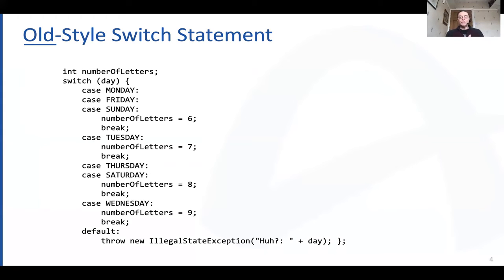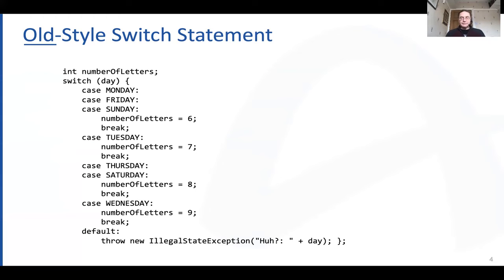It's a sort of like multiple if-then-else type of thing. And obviously that works very well, but we have a lot of code here. So we look at this, it's very verbose. We've got case Monday, case Friday, case Sunday. Then we have to assign number of letters equals 6. And in the next block, we've got case Tuesday, number of letters equals 7.